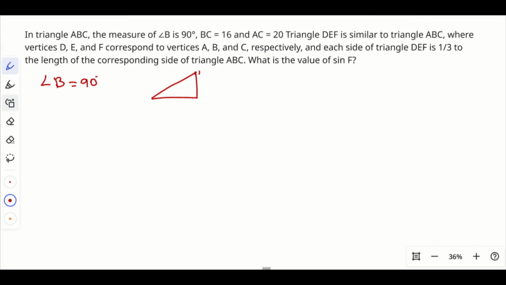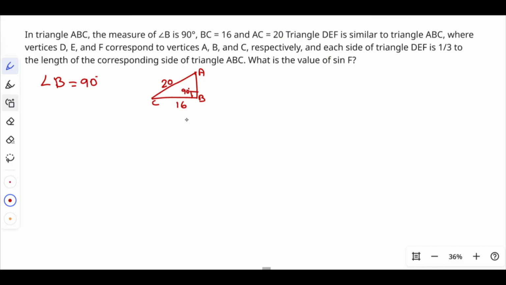If this is A and this is B and this is C, so if you take this as our triangle ABC, here we have a 90 degree angle, this is our angle B. Then BC is equal to 16 and AC is equal to 20. So our hypotenuse is AC, which is equal to 20, and the side BC is equal to 16. So we have to find the remaining side, that is AB.